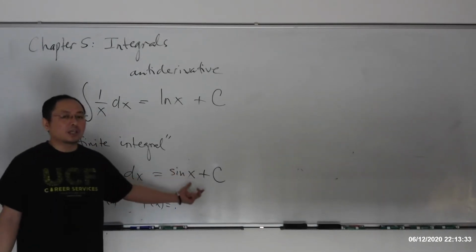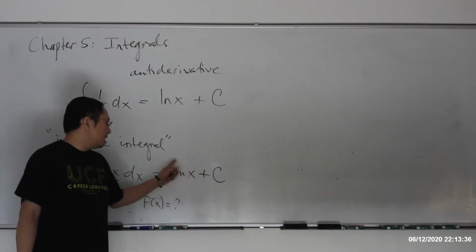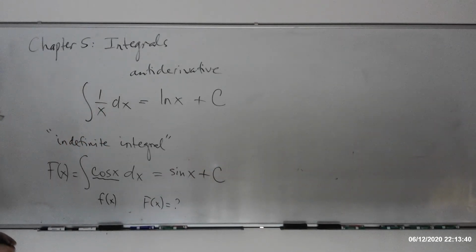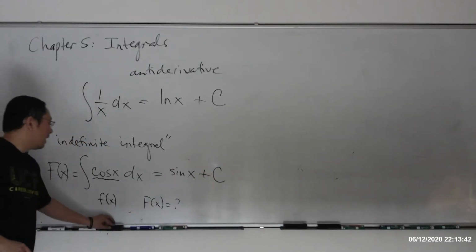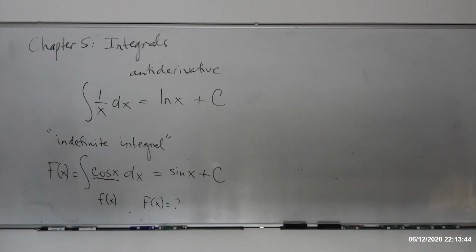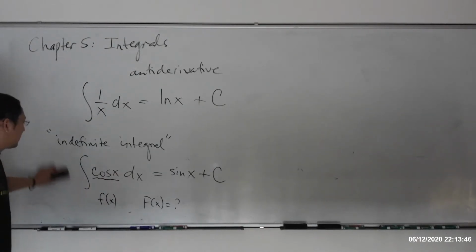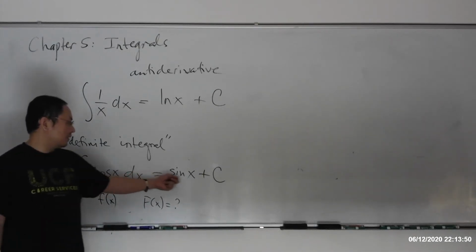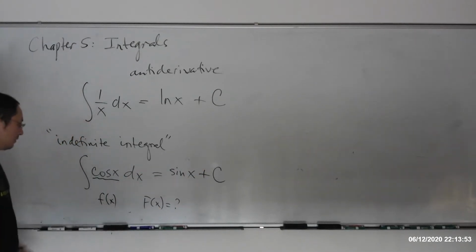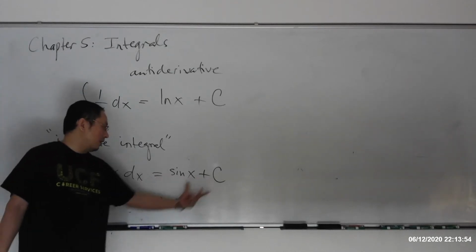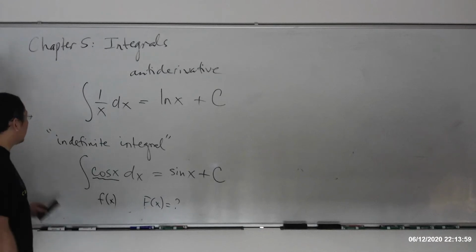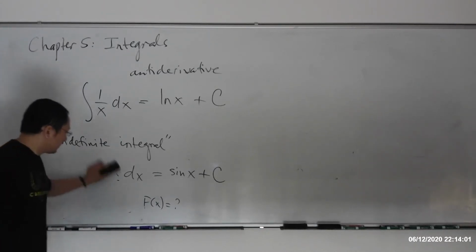Sine of x plus 1, sine of x plus 2: when you take the derivative, the derivative of sine of x is cosine, and the derivative of the constant is equal to 0. So you have big F of x equal to sine x plus c. And now we omit that big F of x. We just say the integral of cosine of x dx is equal to sine x plus c. That's good enough, and we all understand it. The whole thing right here is a family of functions. And that's called the indefinite integral.